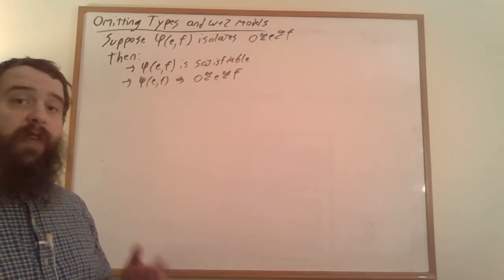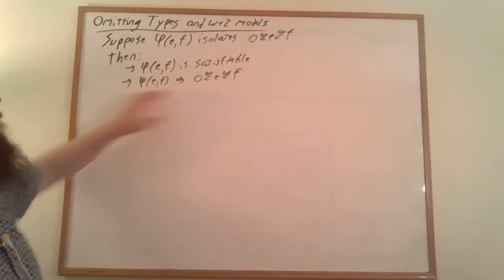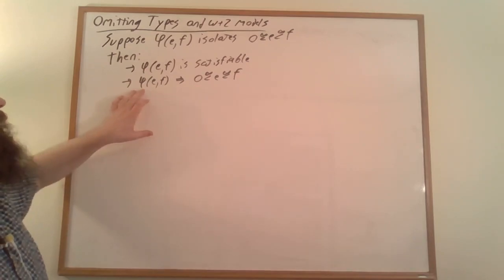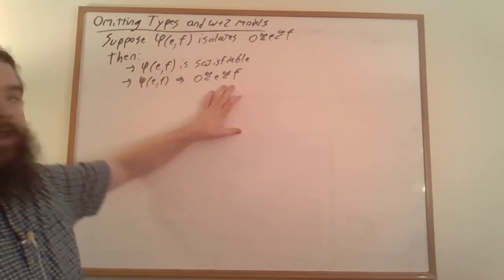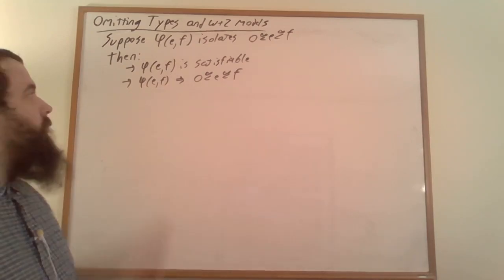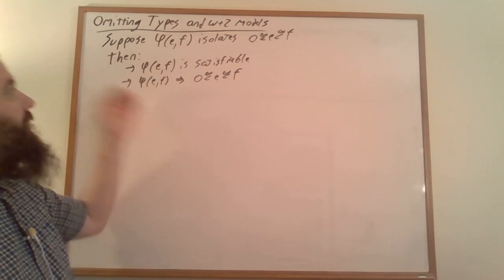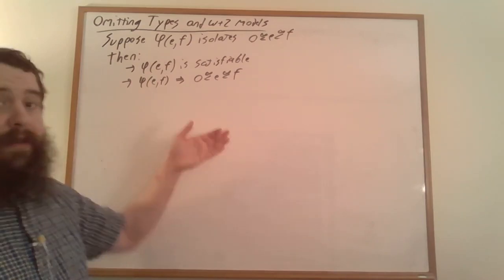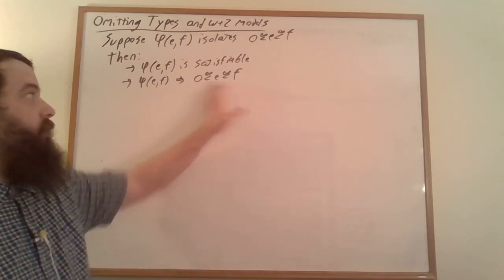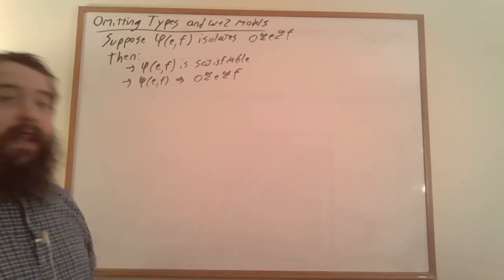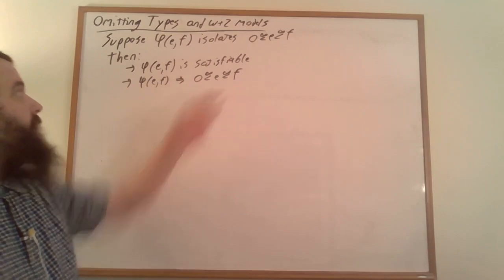This tells us two things. By the definition of isolating a type, it means that any pair E and F that satisfies this formula necessarily satisfies this type. Not just in a specific model, but in every model of our augmented theory. We've come up with a single formula that always captures this phenomenon here. And again, this implication can't be vacuously true.